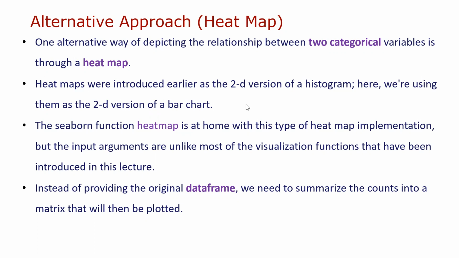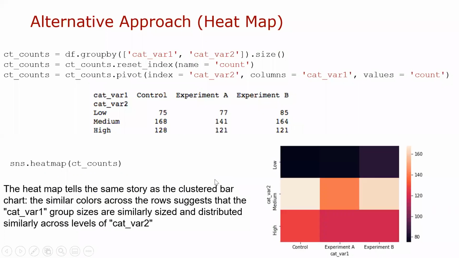Heat maps were introduced using the 2D version. The seaborn function heatmap is at home, which is a type of map implementation. Instead of providing the original data frame, we need to summarize the counts into a matrix that will then be plotted. It's not going to be easy, but I will do my best.